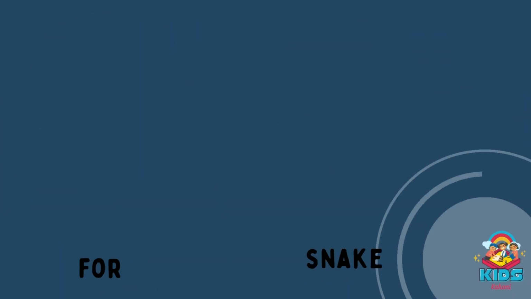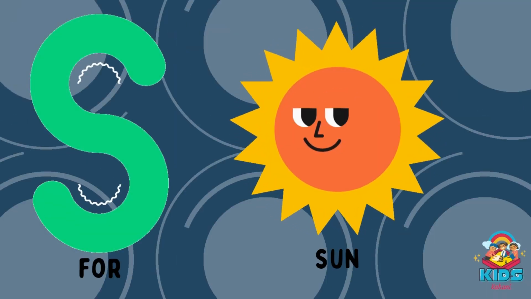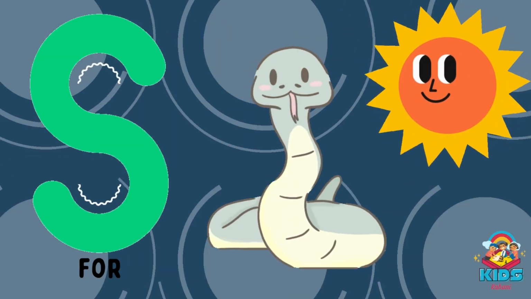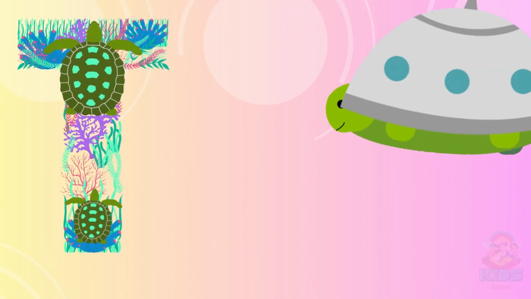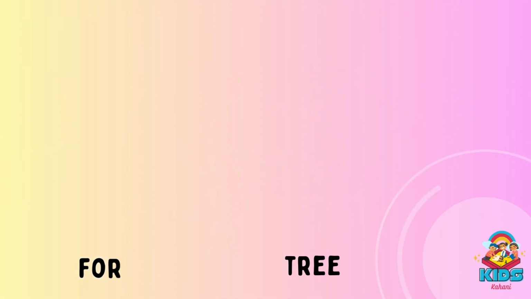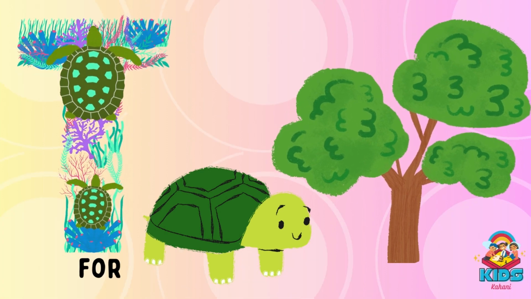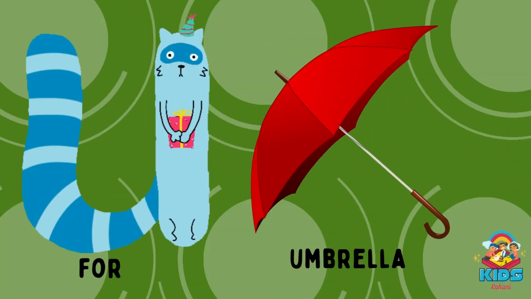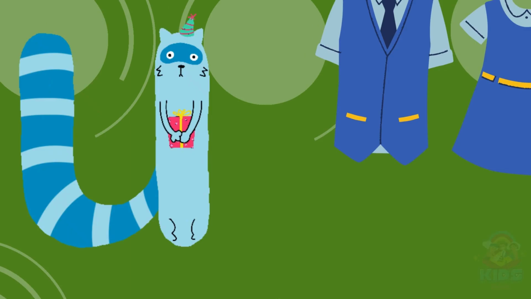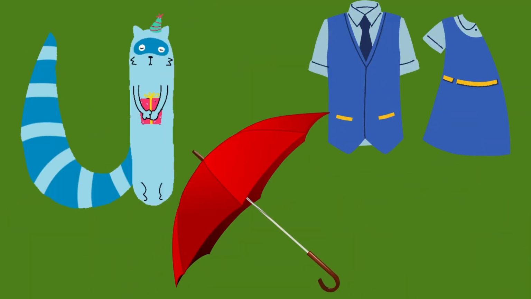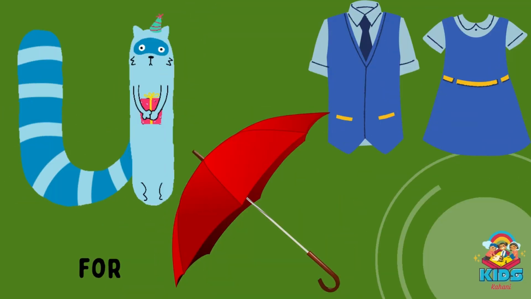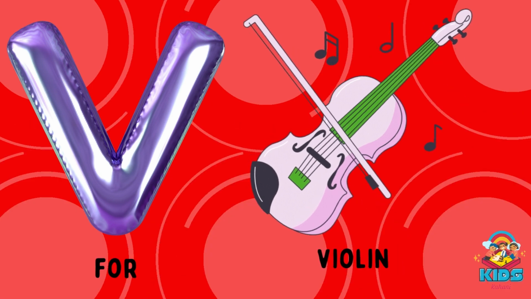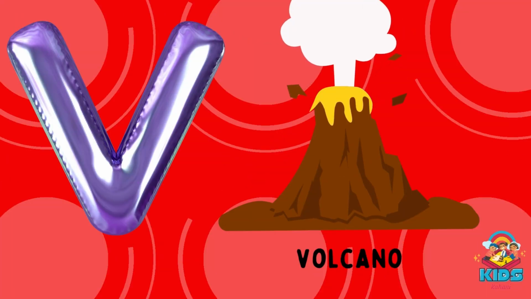S for snake. S for sun. T for turtle. T for tree. U for umbrella. U for uniform. V for violin. V for volcano.